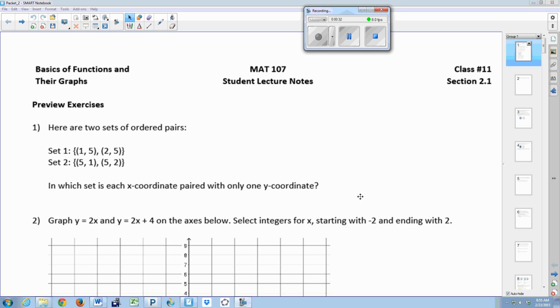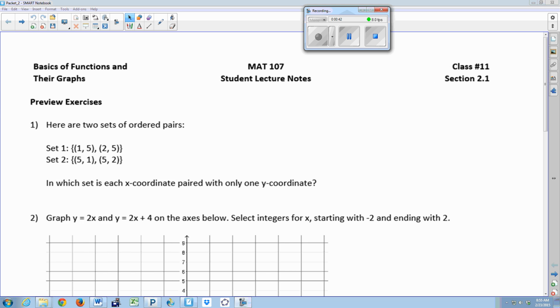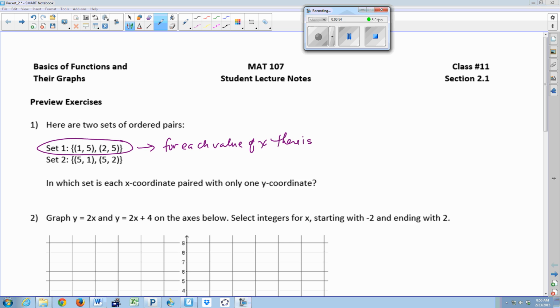And everybody, from looking around at the boards, at least the people that did the work on the boards, I can see that you have set 1 as your answer, which is true. Set 1 is the only set out of these two where for each value of x, there is one and only one value of y.